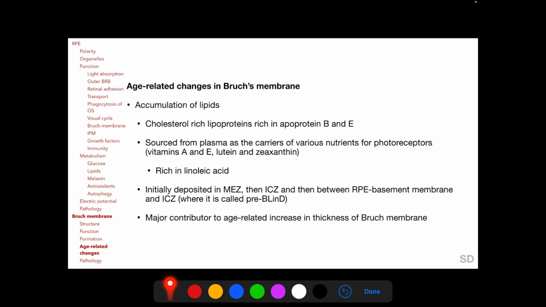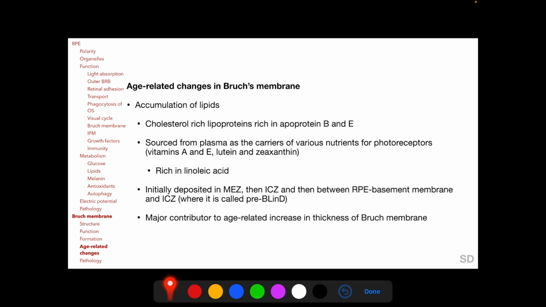Age-related changes in the Bruch's membrane include accumulation of lipids, and cholesterol-rich lipoproteins accumulate, which are particularly rich in apoproteins B and E. The lipoproteins with these apoproteins are sourced from plasma, where they act as carriers of various nutrients such as vitamins A and E, lutein and zeaxanthin for the neurosensory retina. These lipids are initially deposited in the middle elastic zone, then the inner collagenous zone, and then between the RPE basement membrane and the inner collagenous zone.